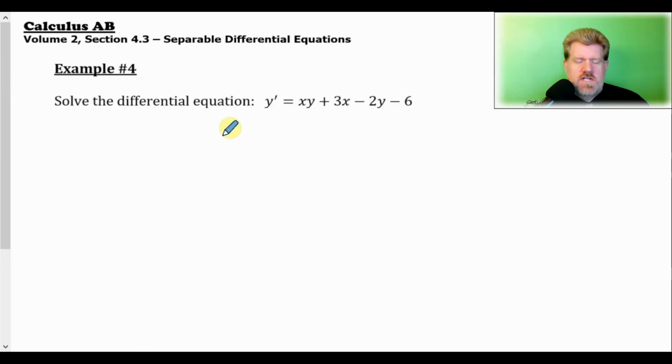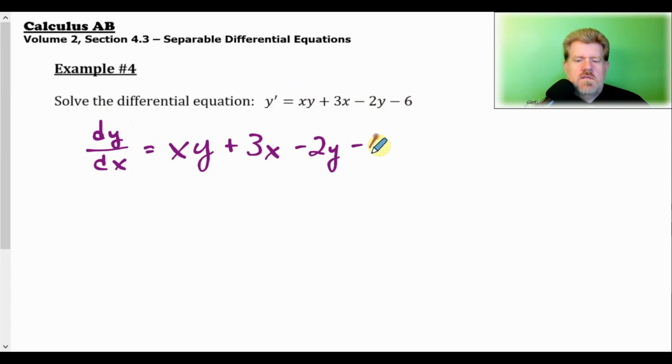Okay, last one for this video. Now that does not look very separable to me at all. How in the world are we going to take, well, first of all, we'll write this as dy dx. How can we possibly separate these? I can add the y over there, but remember, separable equations are supposed to be products of x and y. These are sums of x and y, and these are together. It's a mess.